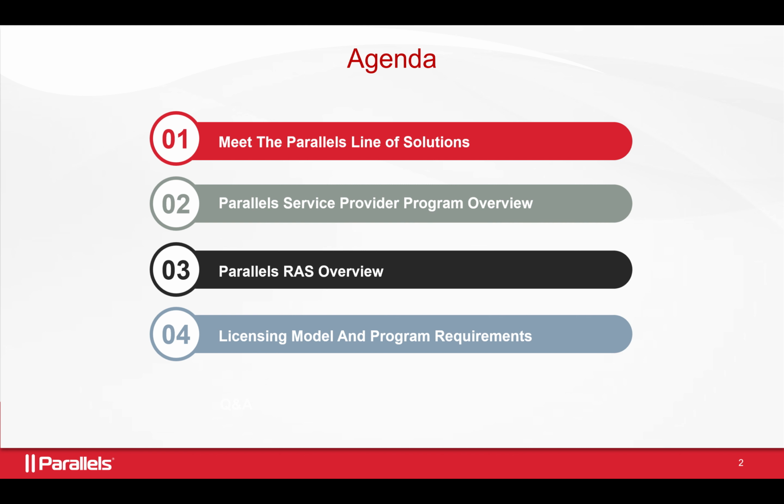So I'll overview who Parallels is and what our solution lineup looks like. We'll give you an overview of our service provider program. We'll also highlight RAS, Remote Application Server, as a product and a solution set for your business. And then we'll wrap it up with a review of the licensing model, the pricing, and the partner program requirements.